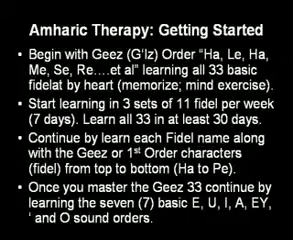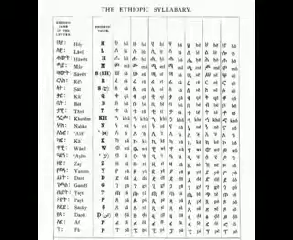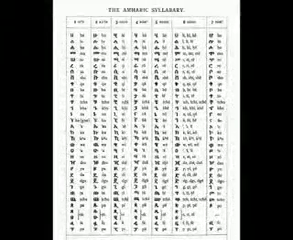Step 2, start learning in 3 sets. This is very important. Start learning in 3 sets of 11 Fidel per week, per 7 days. Take 20 minutes to half an hour at least every day. Just go over those 11 Fidels. Look at them and go from Ha, count down 11, first week, every day. In the morning, in the evening, remind yourself, take little notes, go over them.